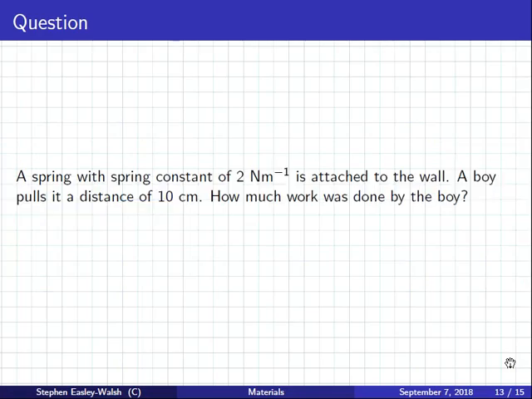A spring with a constant of 2 is attached to a wall. So it's on the wall here. And a boy pulls it 10 centimeters. How much work has he done? So what's the formula here? What formula do you use here? F over x plus k? Not this one, no. For work. 1 over 2 kx squared. That's it. 1 over 2 kx squared.